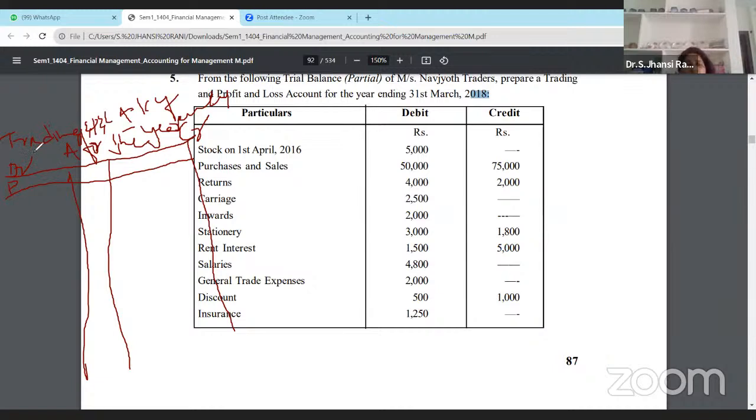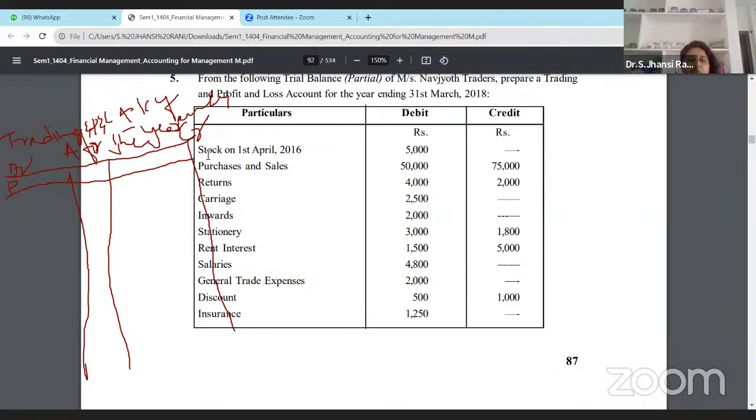And here our heading is trading and profit and loss account. Ma'am, you are drawing only one account, but you are telling two accounts are there. Yes. In the same account, we will assume that the first half is trading account. I'm not drawing any line, but it is assumed this part is trading account. So it's an assumption. Here we will write the first 4 to 5 lines, we assume it is trading account, and the remaining place is assumed as profit and loss account.